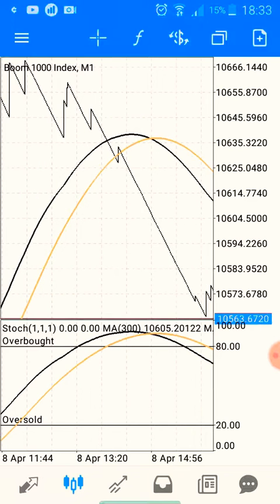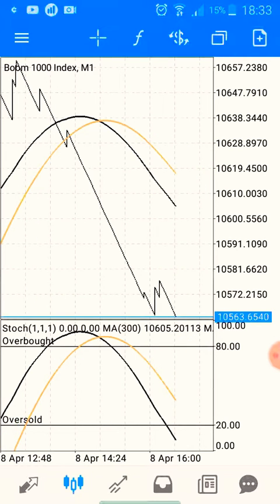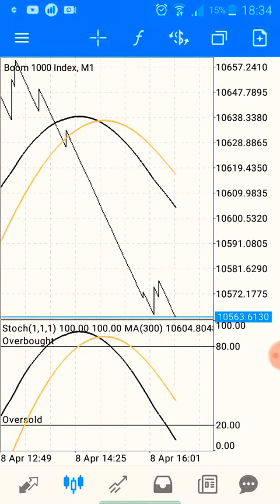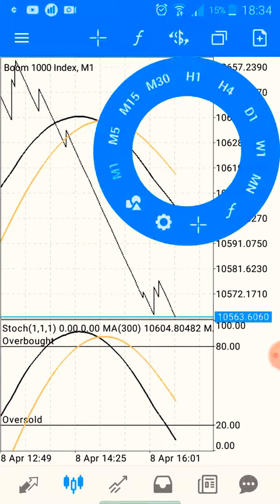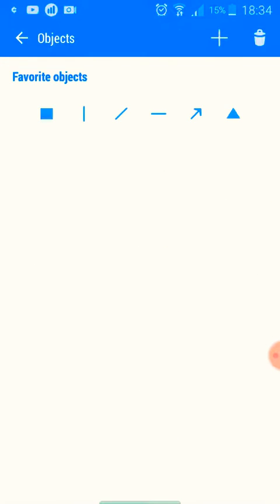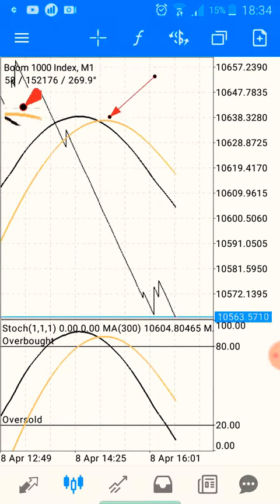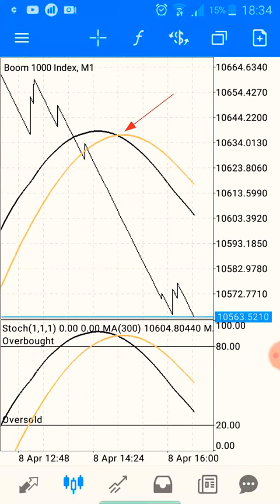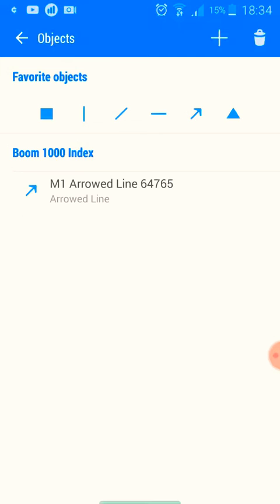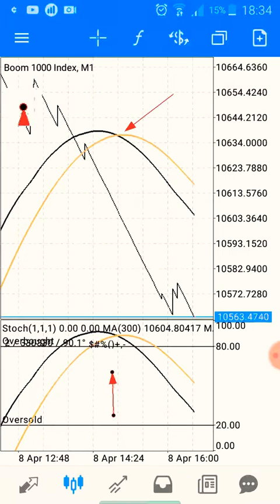So how do we enter? What's our main condition to enter? When we see a crossing on the main chart, boom, there's a crossing. When there's a crossing on the main chart, we go to the stochastic. We also check, is there a crossing? Well, yes, there is. Boom, there's a crossing there.